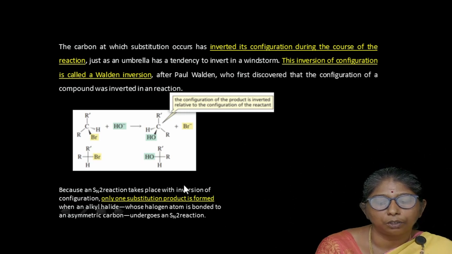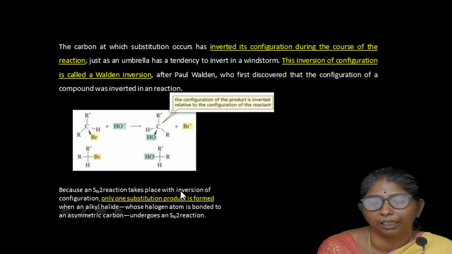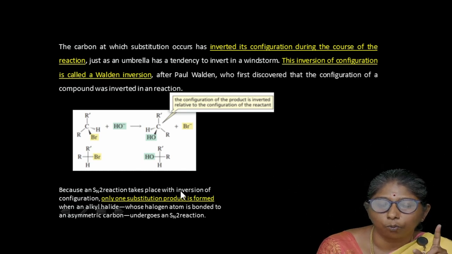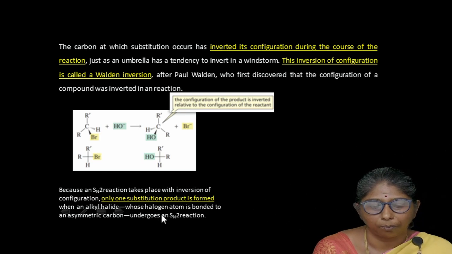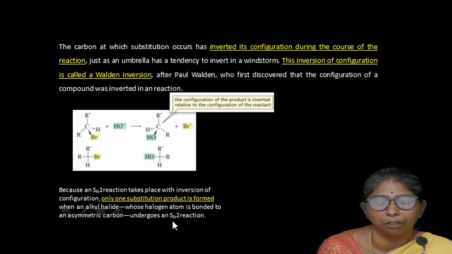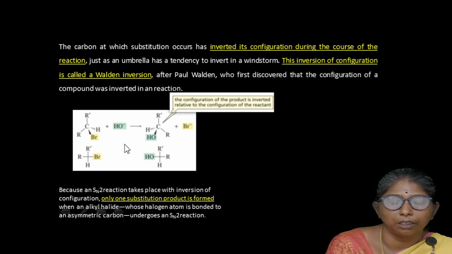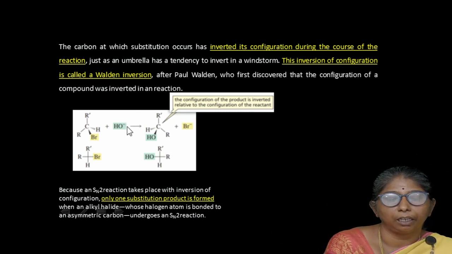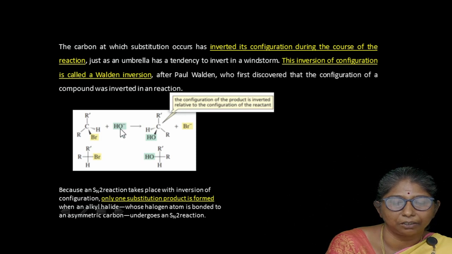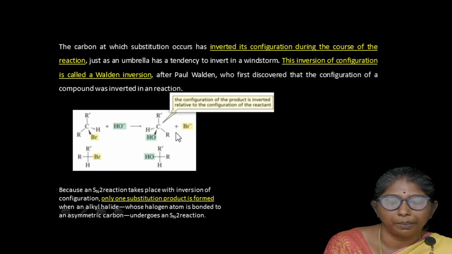Because an SN2 reaction takes place with inversion of configuration, only one substitution product is formed. That is also very important. Only one product is possible. So starting with the D form, you will get an L form when a halogen atom bonded to an asymmetric carbon undergoes an SN2 reaction. You can see this in this picture. I have taken a carbon which has a chiral center, and if you start with the D form, after a nucleophilic attack in an SN2 reaction, the product will surely be an L form. Thank you.